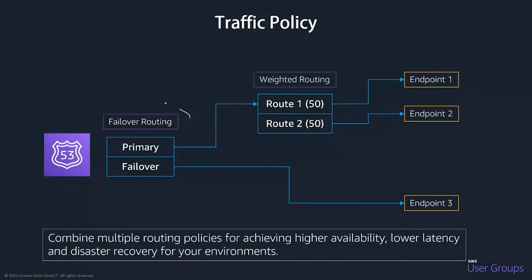As an example, I can start off with a failover routing policy. I can have a primary and a failover. In that failover routing policy, under primary, I can have weighted. So within primary itself, I can have a weighted routing policy where traffic goes to two separate endpoints so that the traffic is balanced. But if for some reason this entire primary fails, then I can switch over to the failover and it can go to an endpoint. So I can chain multiple policies together to create something called a traffic policy.